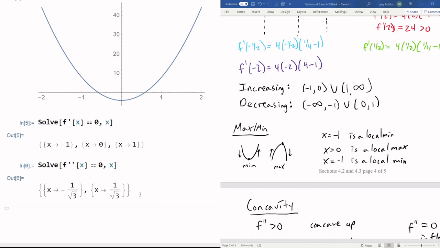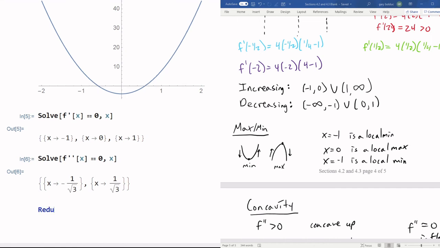We could go a step further though, right? Of course, we could go a step further because I didn't just get these points, I figured out the actual intervals. So to do an interval, we're not solving anymore, right? We're trying to figure out this inequality. So you can do Reduce. This is the Reduce method here. So we're going to click this. What does it say?